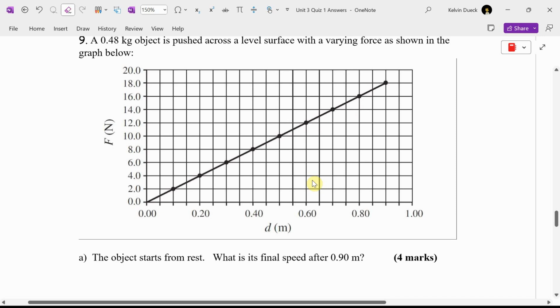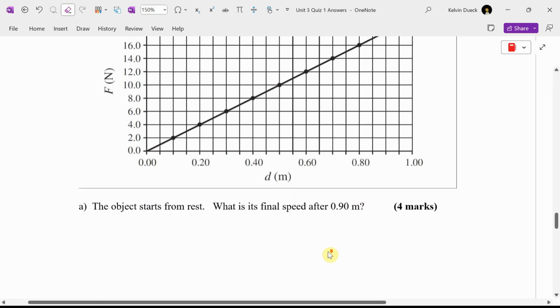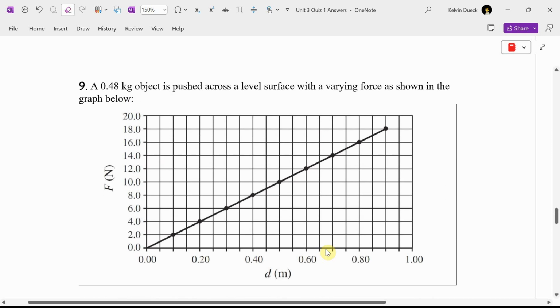Okay. Object is pushed across a level surface with varying force as shown below. Oh yeah, I guess the force starts out 0 newtons and eventually climbs to 18 newtons. That means I can't use force times distance. Oh, no, this is a force versus distance graph. The work is going to be the area. Now, it says it starts from rest.